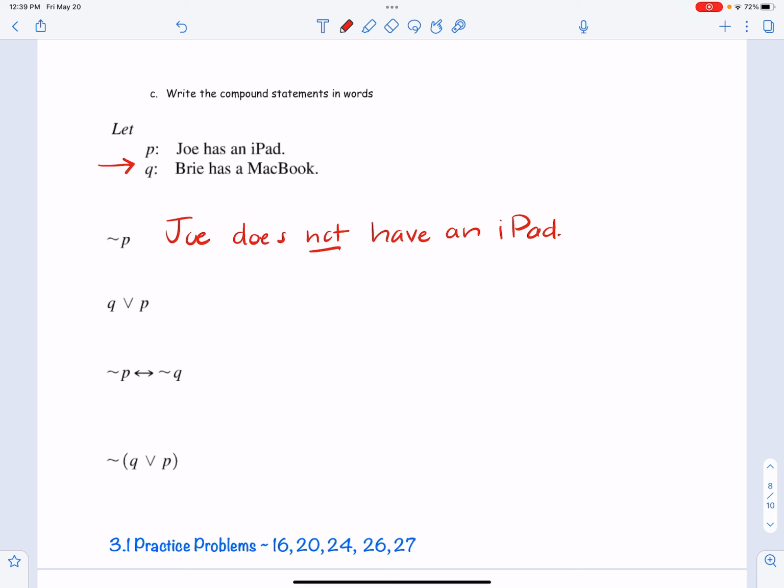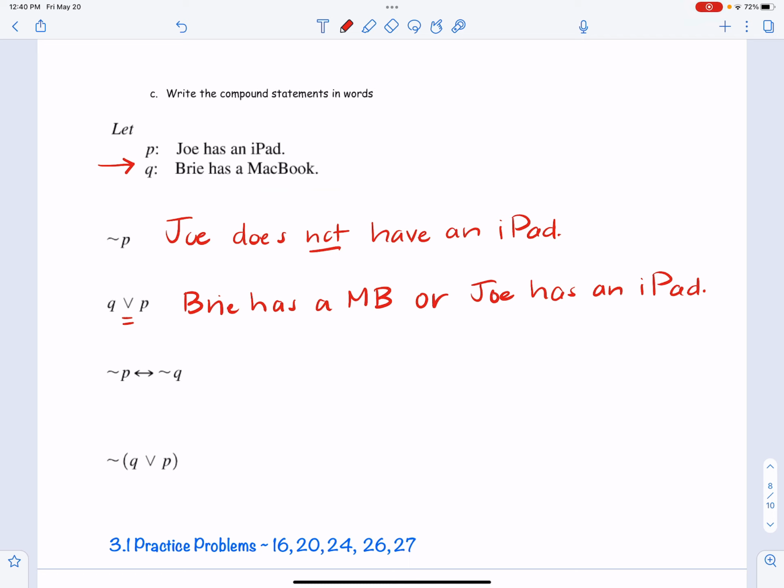All right, now in our second, we don't have any negations, but notice Q is coming first. All right, so Q is that Bree has a MacBook. All right, and then be careful about your symbols. The V is an or. And then P, again, no negation, would be that Joe has an iPad. Okay, we're just taking it one piece at a time to write it correctly.